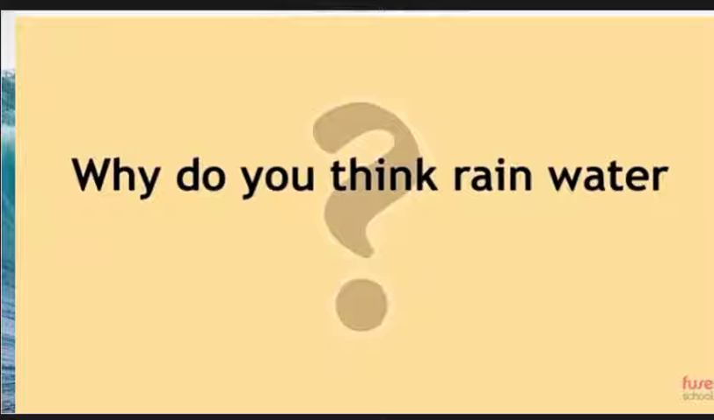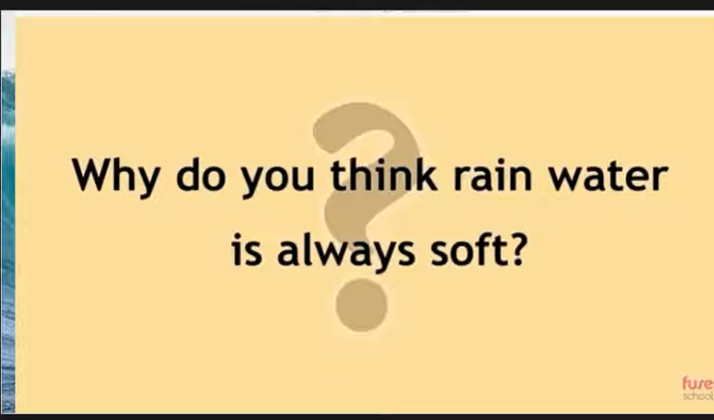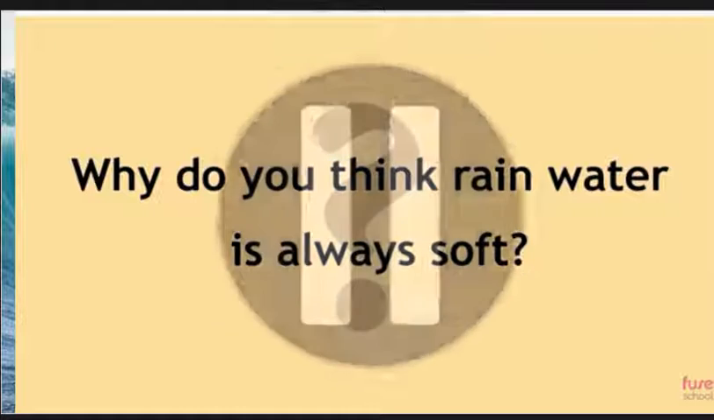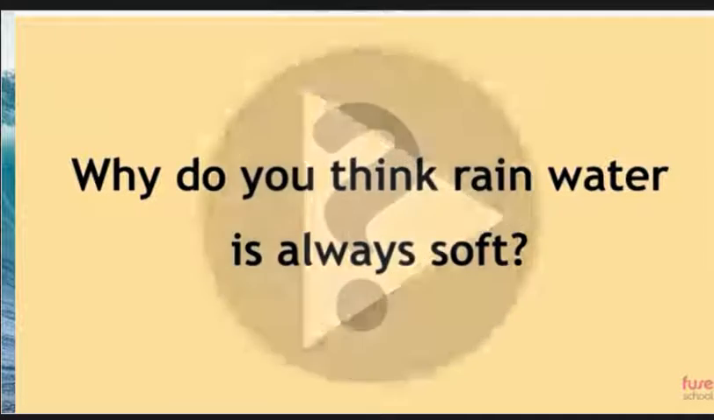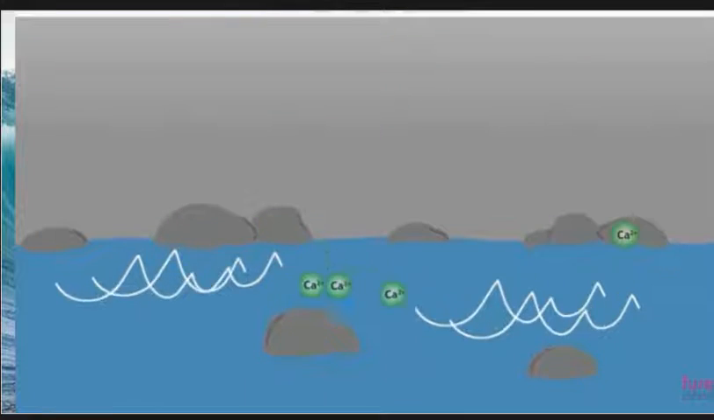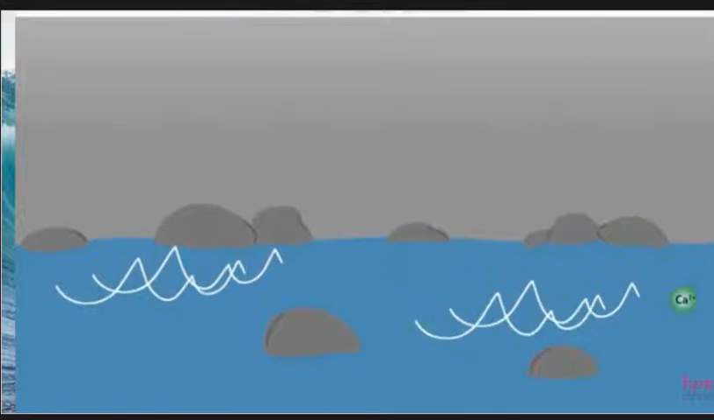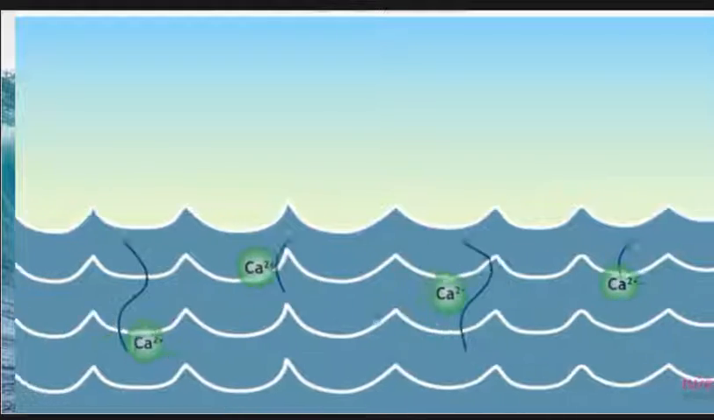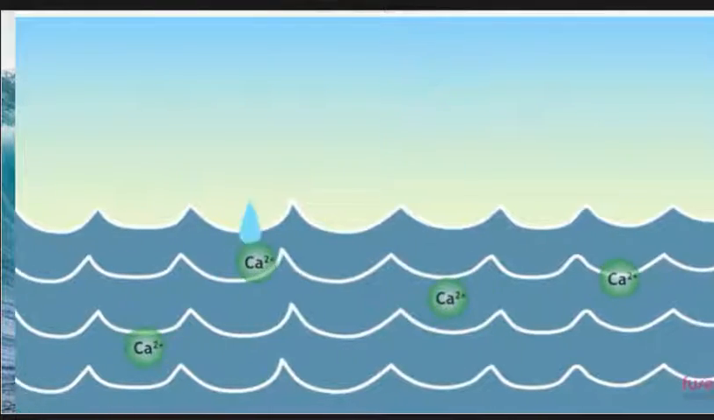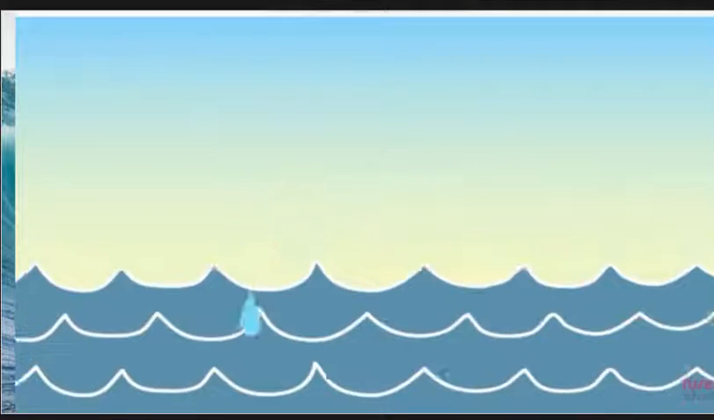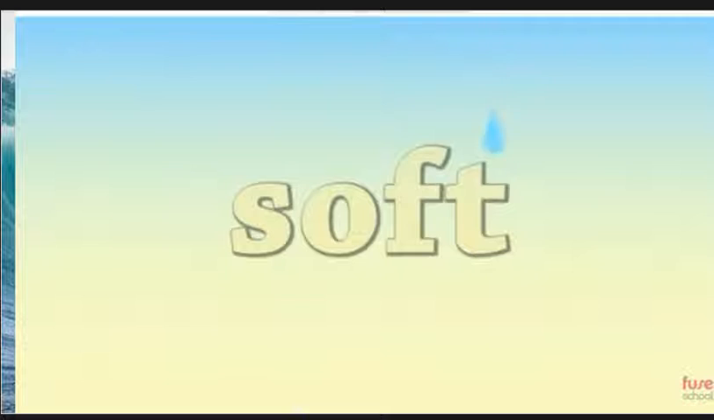So here's a question. Why do you think rainwater is always soft? Pause the video until you have thought of an answer. It's like a filter. Well, all the salts which dissolve out of the rocks end up in the seas. But when water evaporates, later forming the rain, the salts are left behind in the seas, meaning that the rainwater is always free of salts and therefore soft.